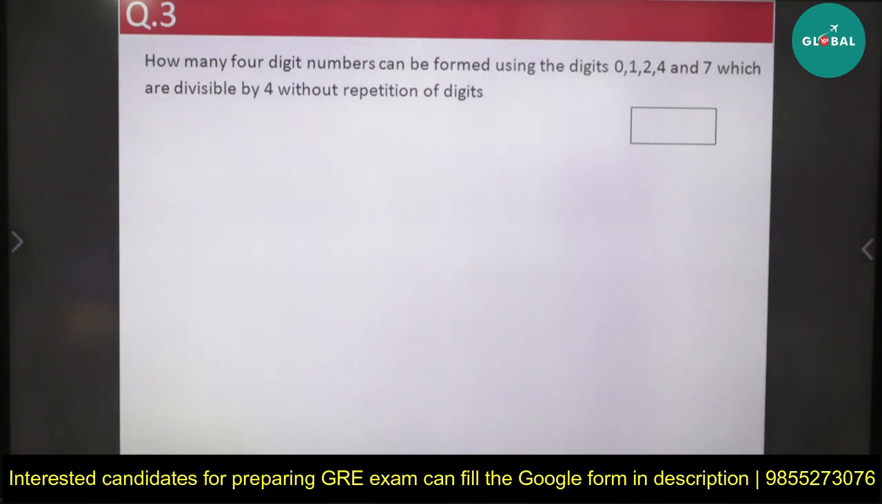Sometimes you may get a question from permutation and combination also, especially based on number formations. Just read the question and try to find the solution of this.